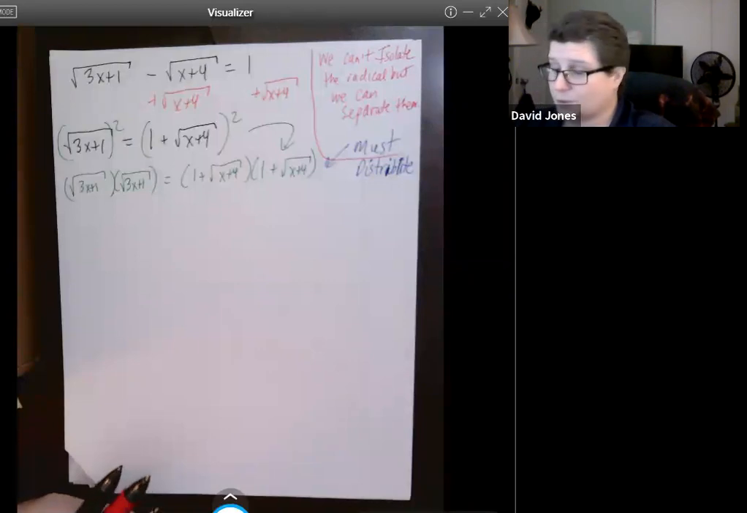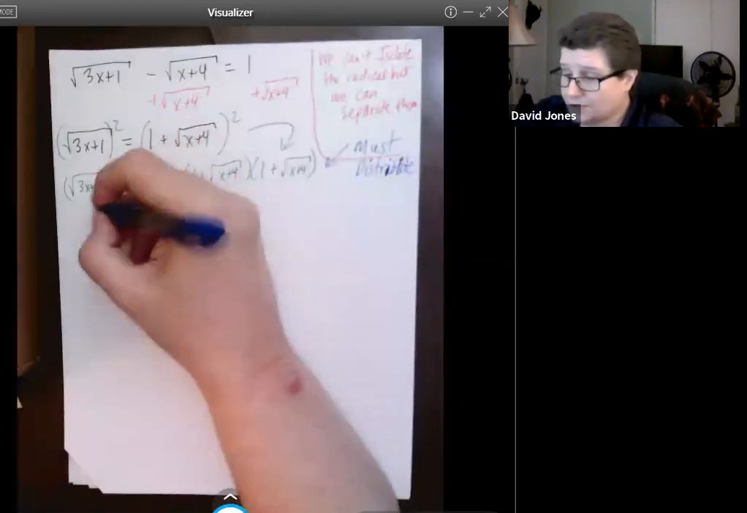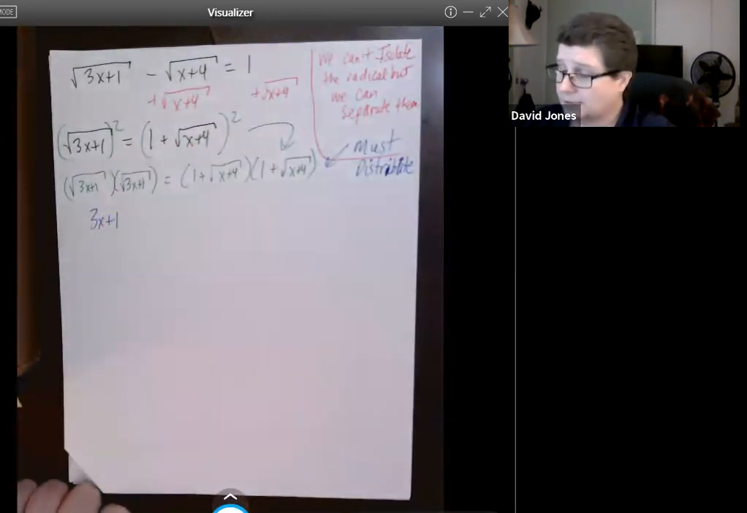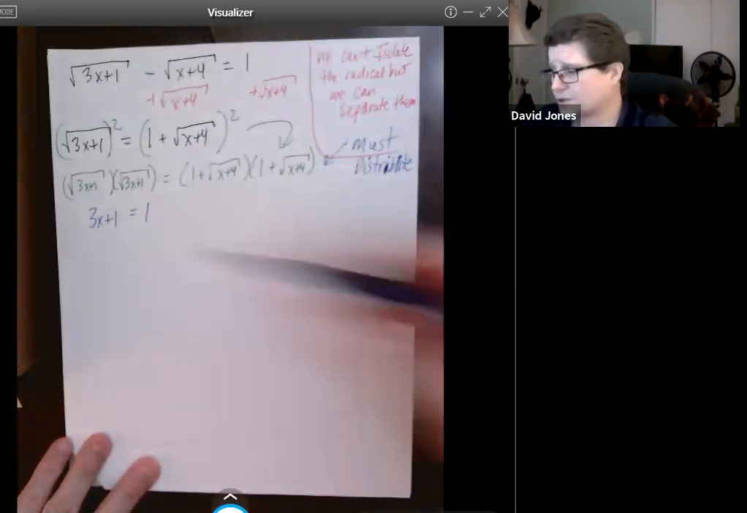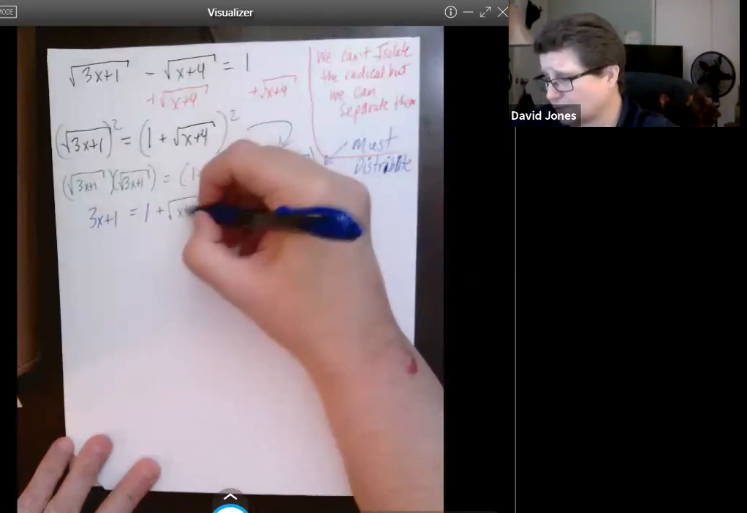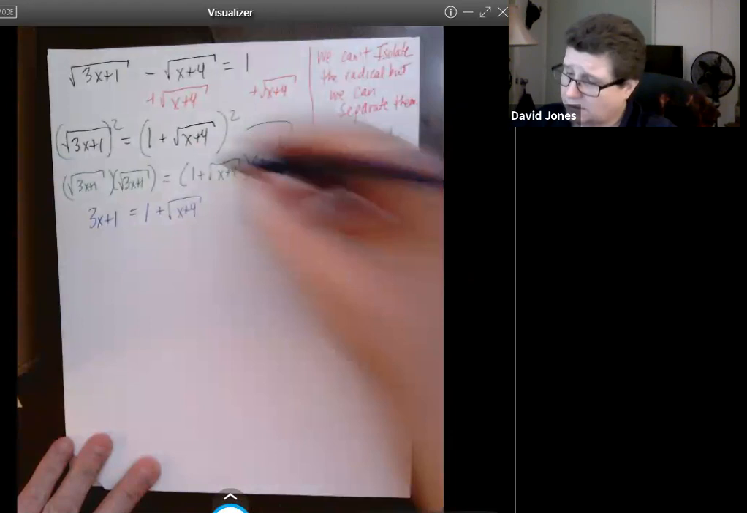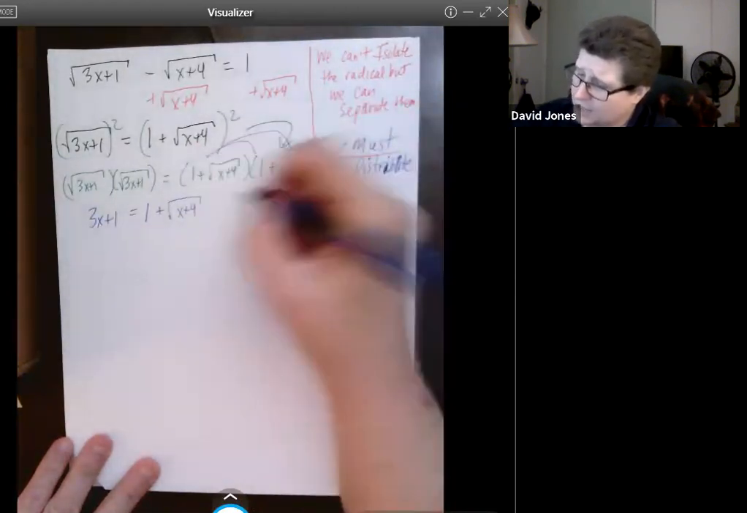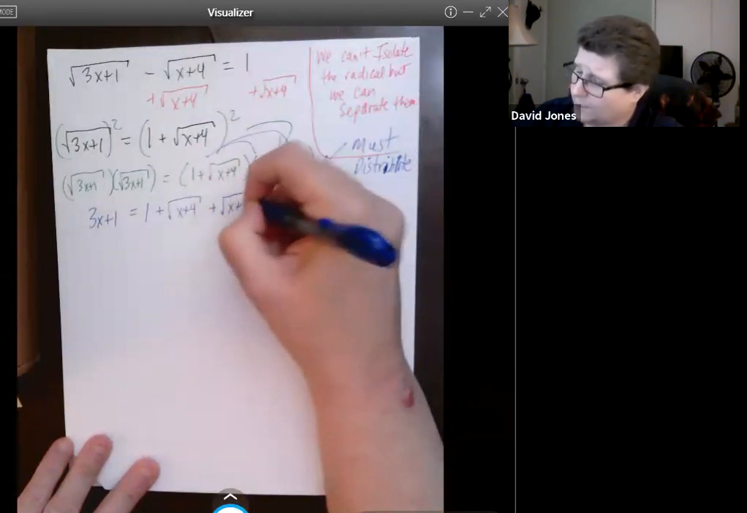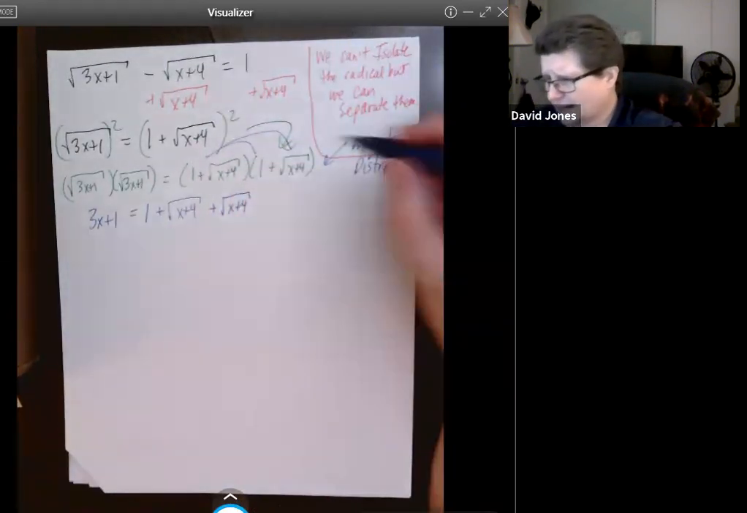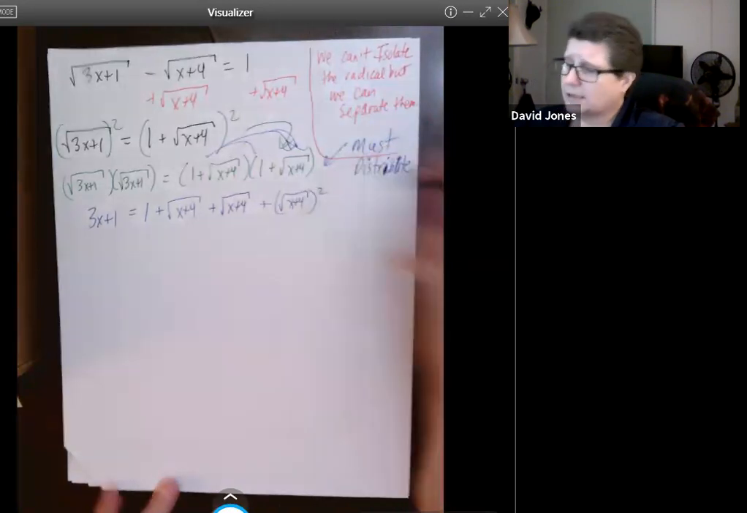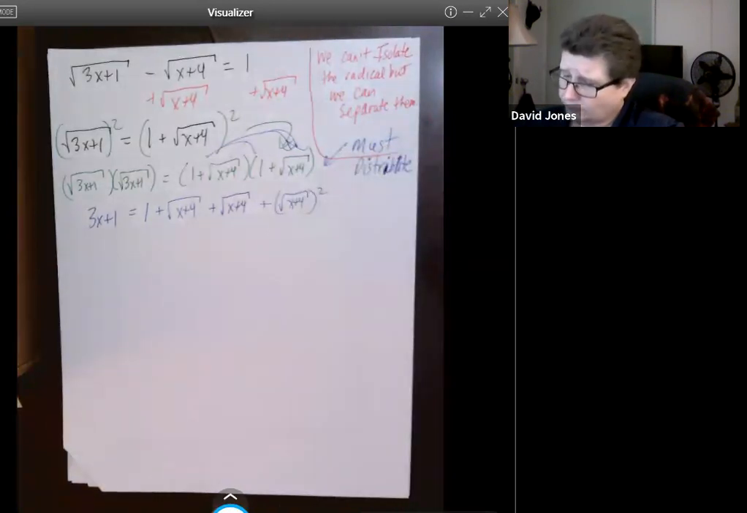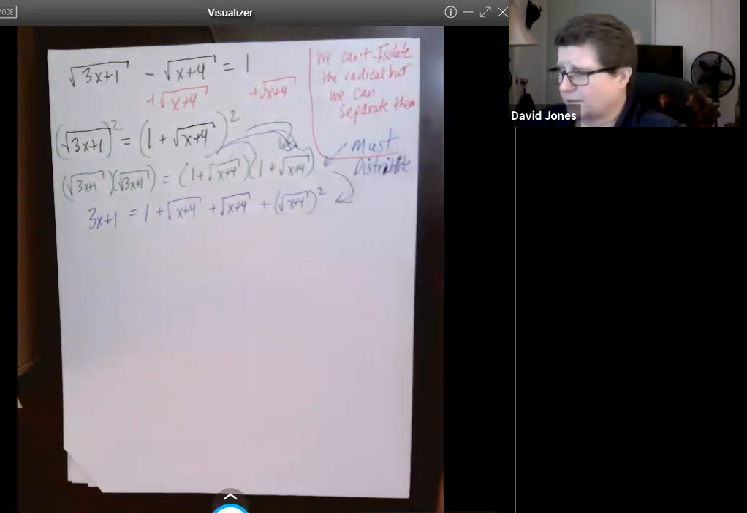The left side's just fine. The square root of 3x plus 1 squared, they cancel out. That's just 3x plus 1. The right side, when I distribute, I've got 1 times 1 is 1. 1 times the square root of x plus 4 is plus the square root of x plus 4. Then I've got the square root of x plus 4 times 1 is the square root of x plus 4. And finally, I do the last distribution, plus the square root of x plus 4 squared. So that was just distributing the right side and addressing the radical on the left.